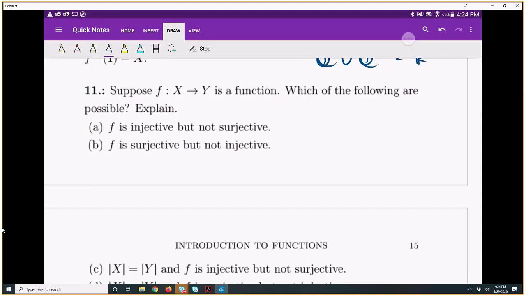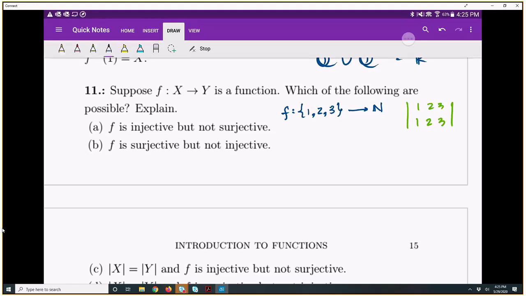Next, suppose that f from x to y is a function. Which of the following are possible? And then explain. So, is it possible that f is injective but not surjective? Definitely. We have already seen examples of this, but a simple one might be, let's take our domain to be the set 1, 2, 3, and our codomain to be the set of natural numbers. Then if we just map 1 to 1, 2 to 2, 3 to 3, clearly I'm not surjective because there are a lot of natural numbers that I didn't use.